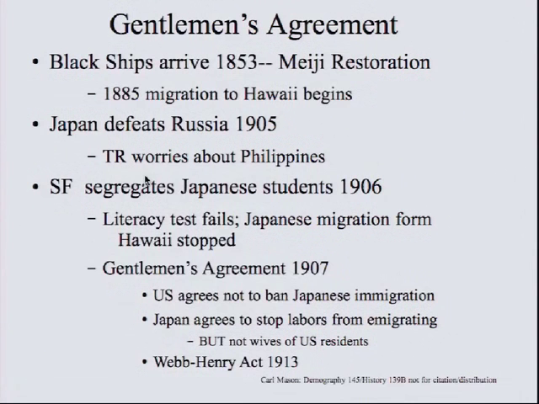And by 1905, Japan defeats Russia in a war, making a very big splash and causing Teddy Roosevelt to worry a lot about the Philippines, which the U.S. had taken from Spain in 1898. As we saw in 1906, this is while the 1907 Immigration Act was in conference.